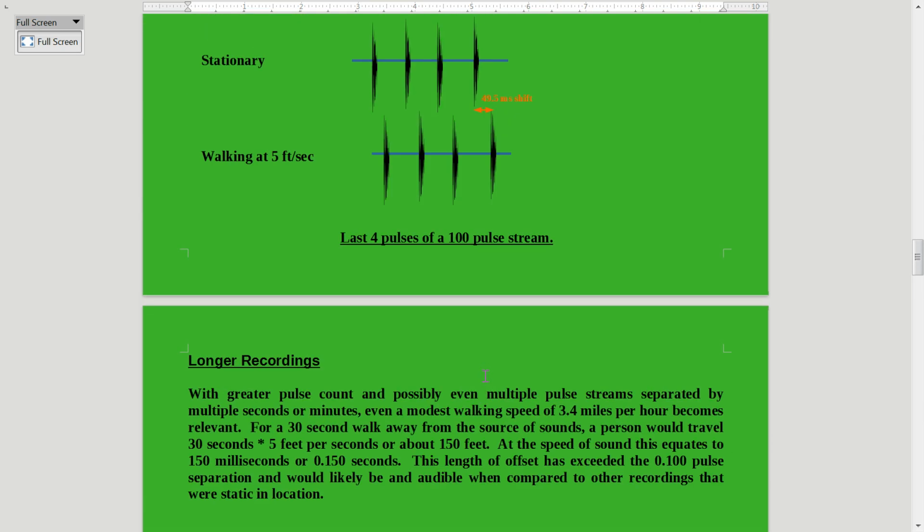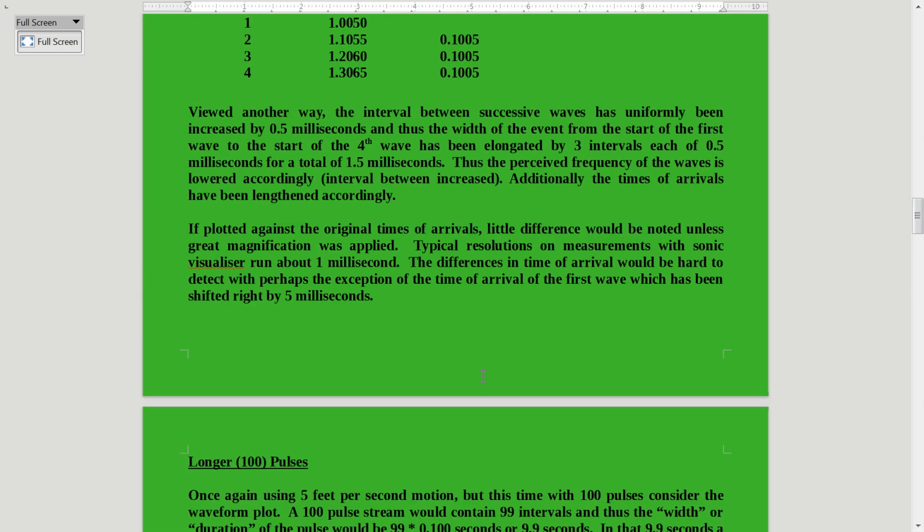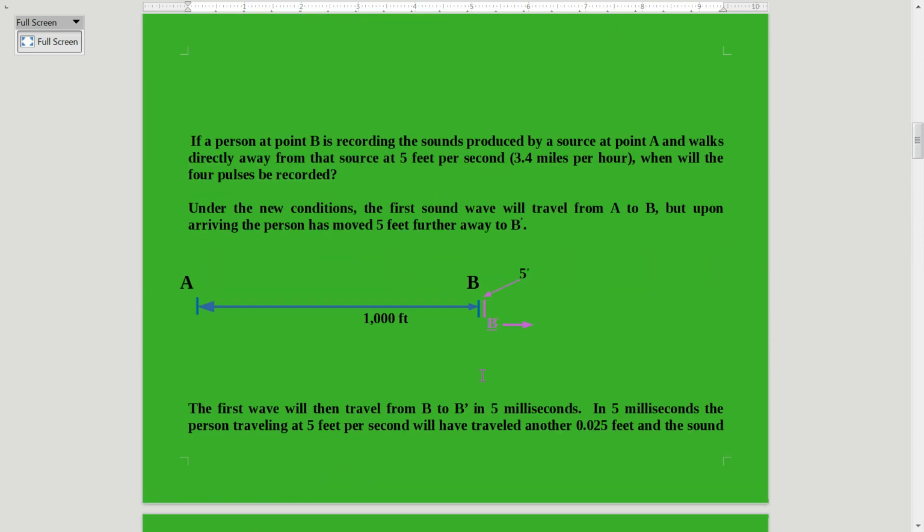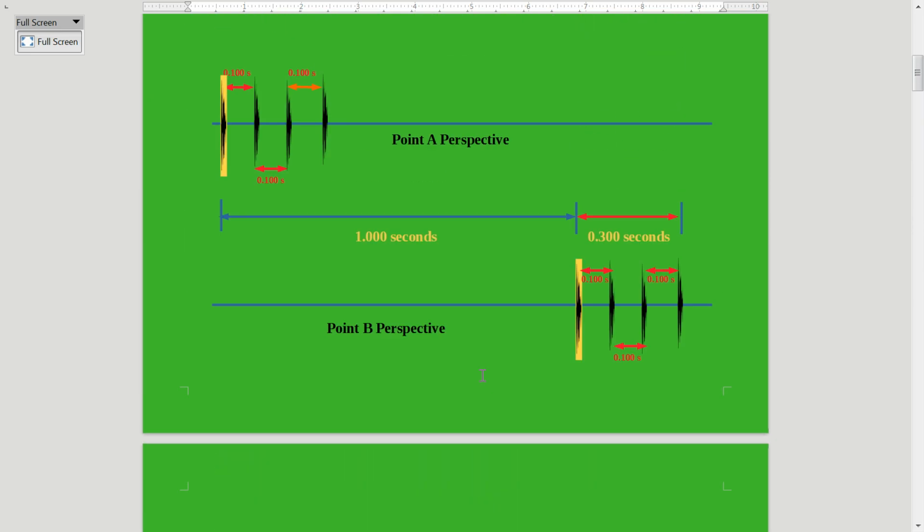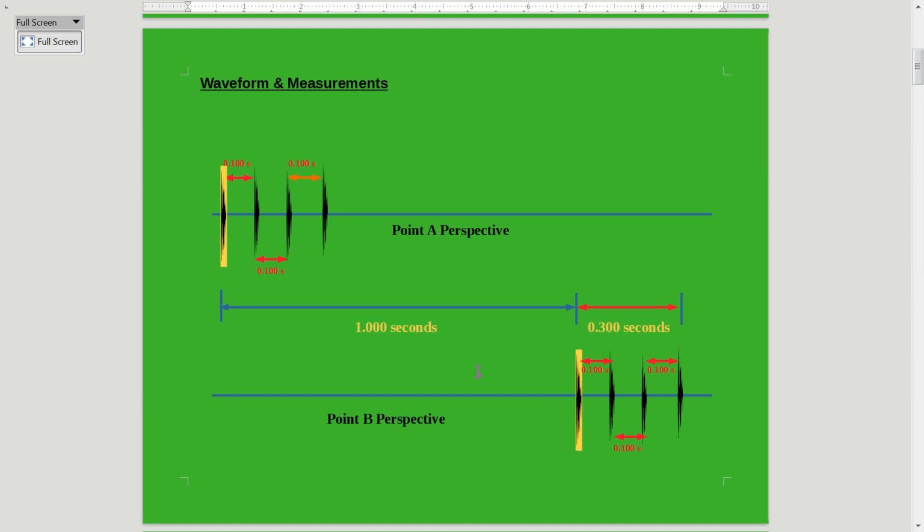So that's an introduction to the effect of movement on the arrival time of sound. In general, we call that the Doppler shift, and as we move away from a source, it elongates the time. As we move towards the source, it shrinks it. All right. Grab you on the next one.